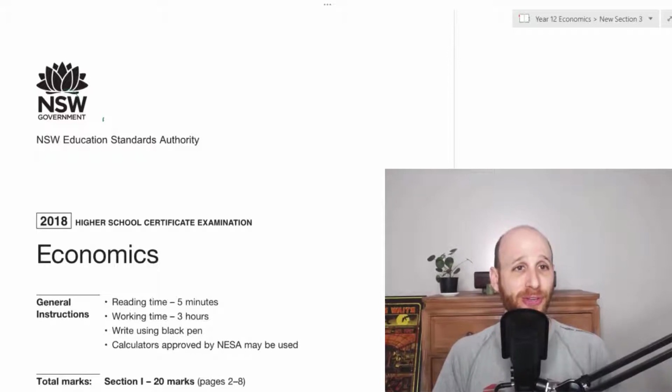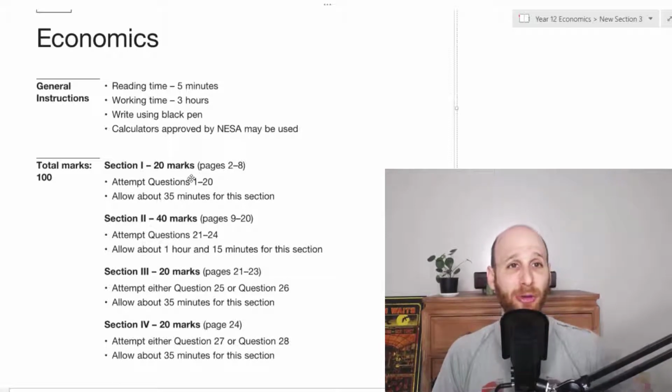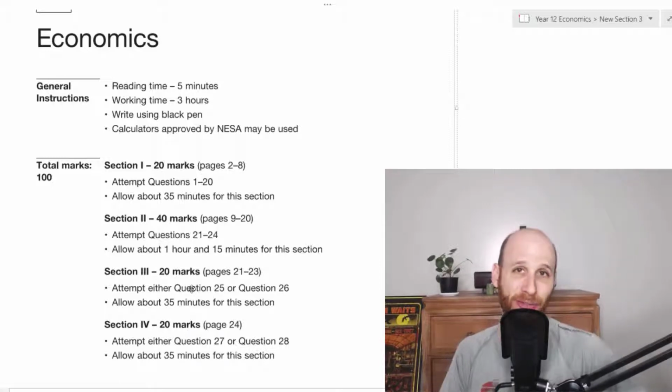Okay, so just so you can see, here we are at the 2018 Economics High School Certificate Examination, and it's got all of the pretty typical components you would find. There's section 1, multiple choice, section 2, short answers, and 3 and 4, the essay questions. So let's get stuck into the multis.